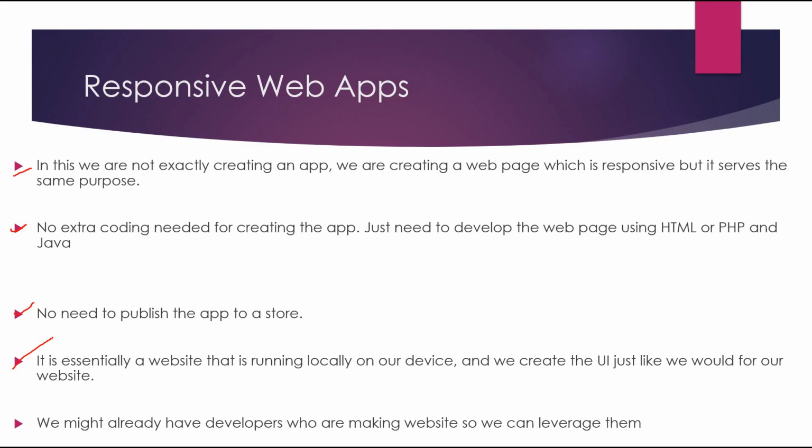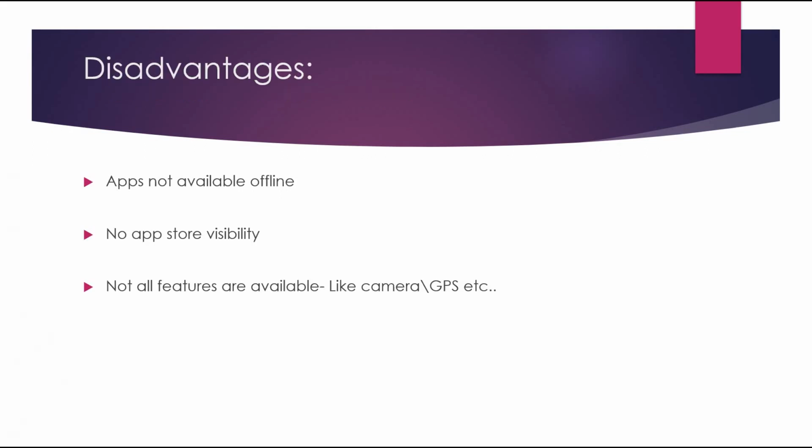So it has an icon. We click on that icon, and Google Maps launches, and it looks and feels like an application that was inherently installed in the device, right? And the advantage of this is we might already have developers who are good at making websites, so we can leverage them in making the responsive web apps.